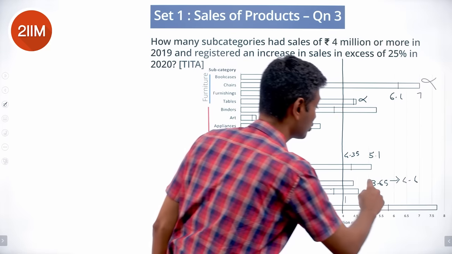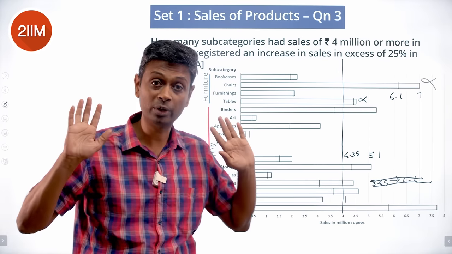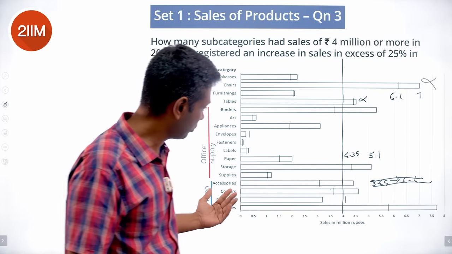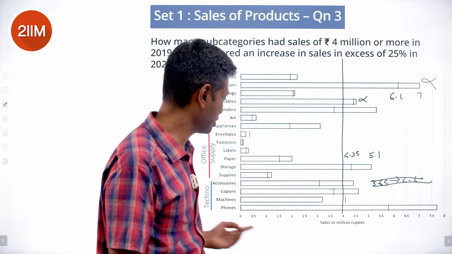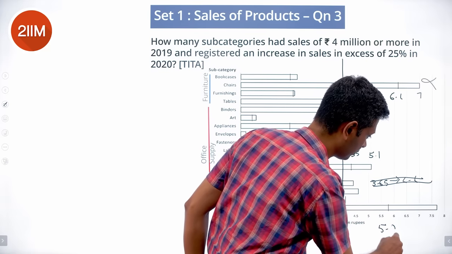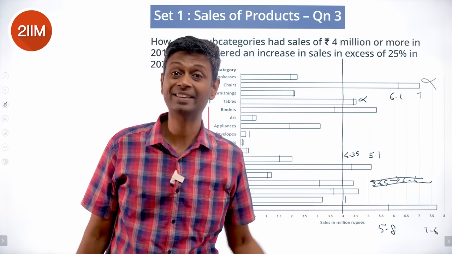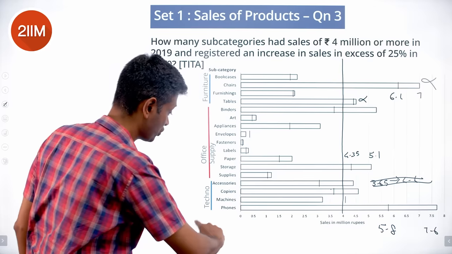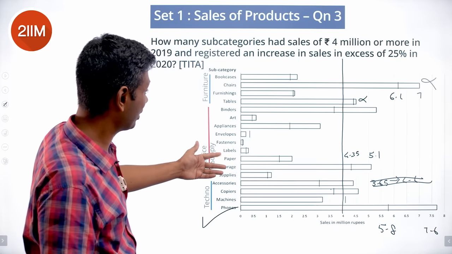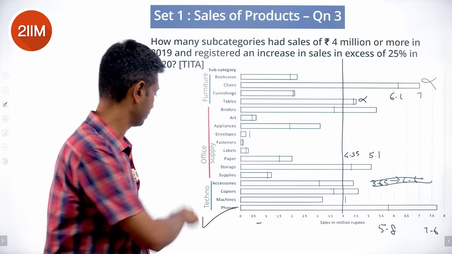No, I don't have to worry about this. My 2019 number has to be more than 4 million. I don't have to worry about copiers. Lucky. So the only thing I have to worry about now is phones, because machines has declined. Phones has gone from 5.8 to 7.6, an increase of 1.8 over 5.8. That's more than 25%. Phones definitely features. I don't have to worry about machines, copiers. Paper doesn't qualify, chat doesn't qualify, only one division, which is phones.